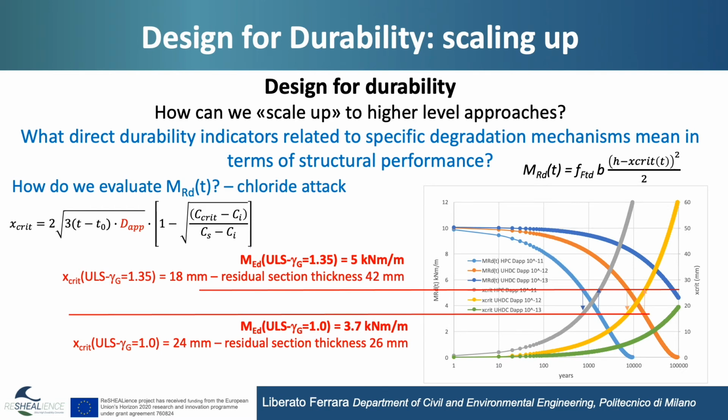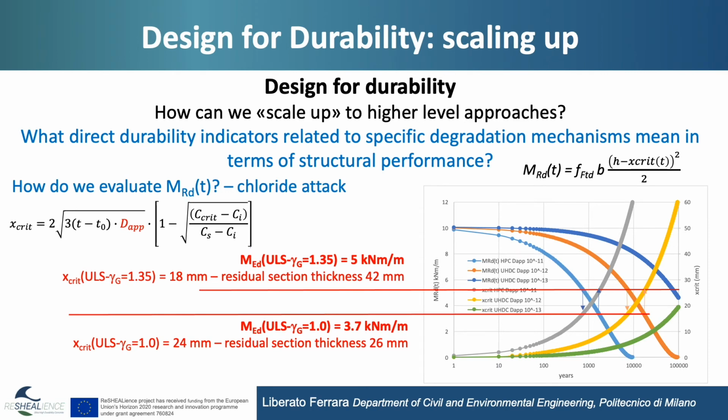Because this is the value that we were able to guarantee in this case as a minimum to comply with the requirement. Or if we relax the ultimate limit state requirement, we go for an exceptional situation, well, we can go even later with degradation, and we can accept up to a residual cross-section thickness of 26 millimeters.